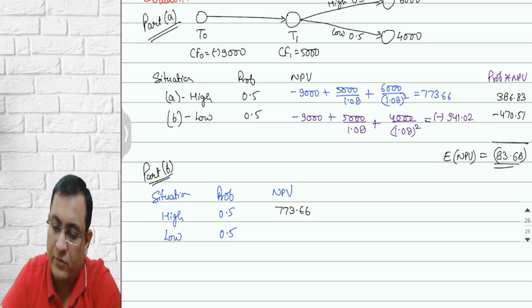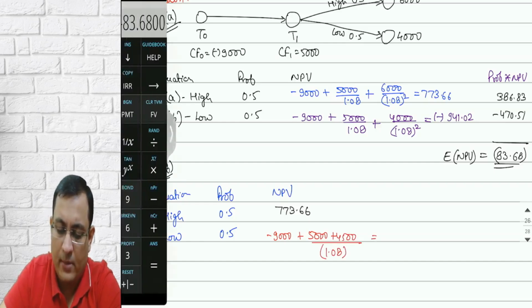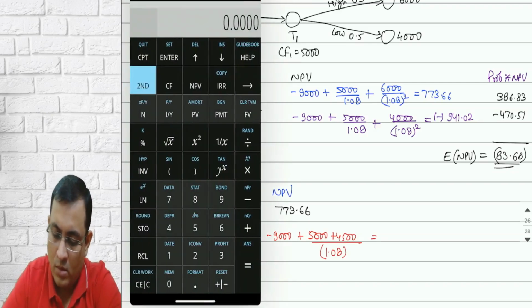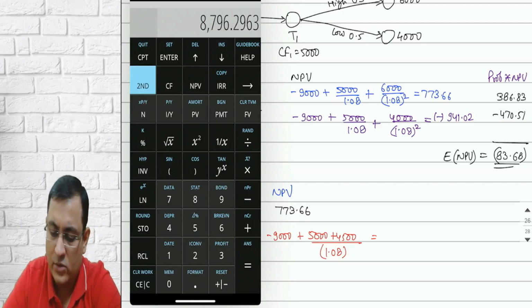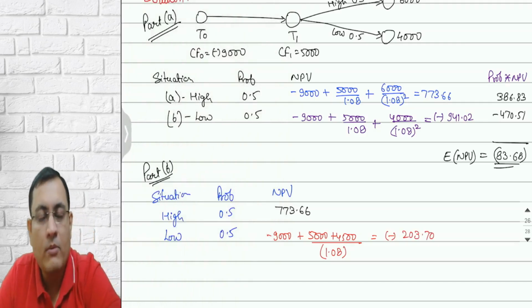So in this case, of course, we are going to abandon the project. Negative 9,000 plus 5,000 plus 4,500 divided by 1.08. So we got the NPV equal to 9,500 divided by 1.08. This is the first year cash flow minus 9,000. We got, again, a loss, but it is lower: negative 203.70. We will abandon the project.